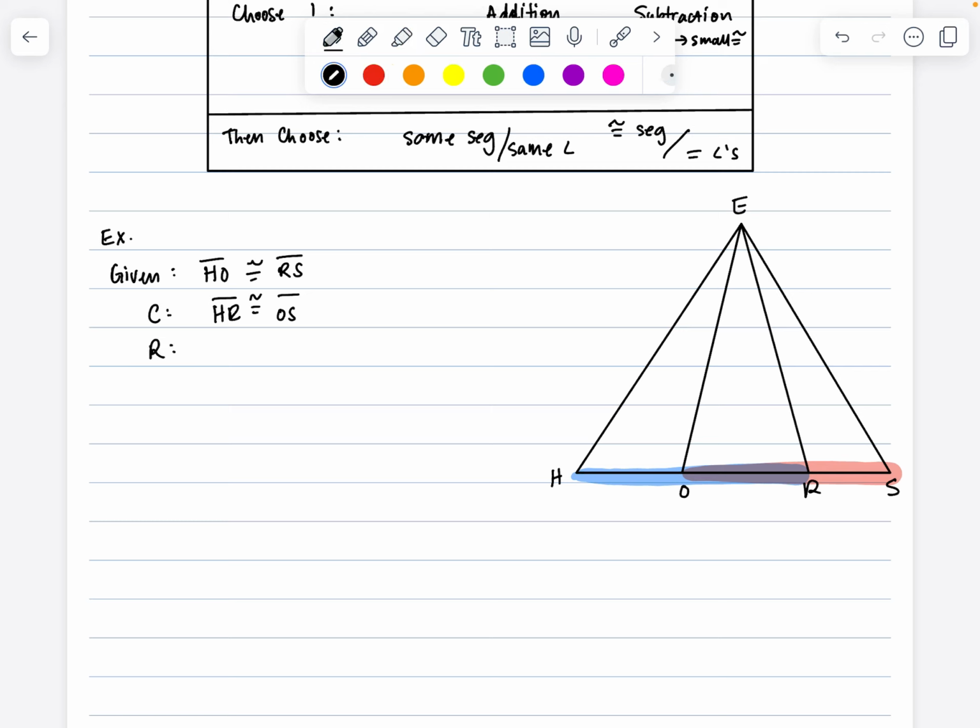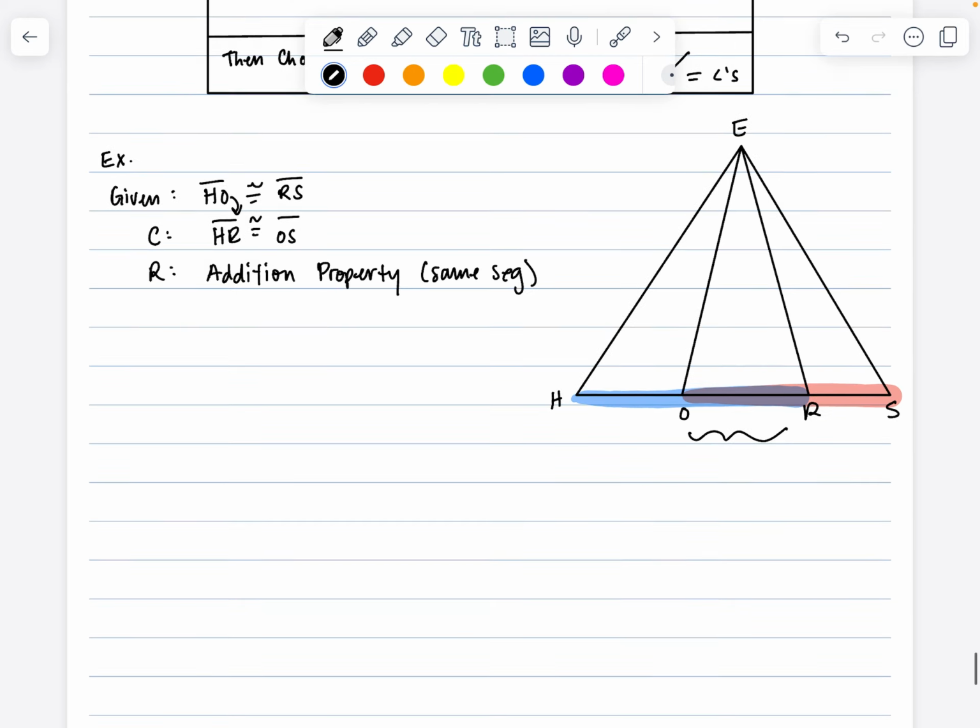The reason is the addition property, because we're adding a piece to both of the original segments. From HO to HR, we are adding OR. From RS to OS, we are also adding OR. So we are literally adding the same segment. And that's what we would put. Addition property, same segment. Okay? Now, what happens if we have something like this?